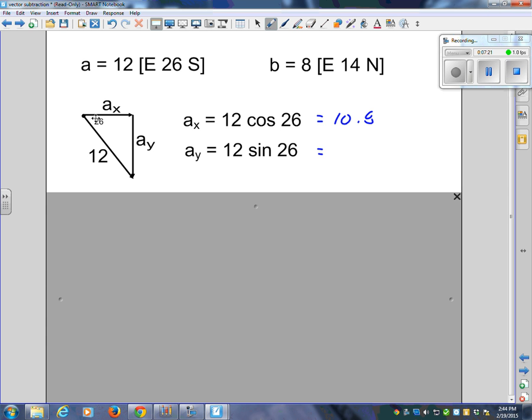I get 5.3 for the other one. Thank you, I was waiting to see if anyone would jump. Negative 5.3. Is that you, Maddie? Good. Why is it negative? Because it's going down. Is that important? Yes, very important.